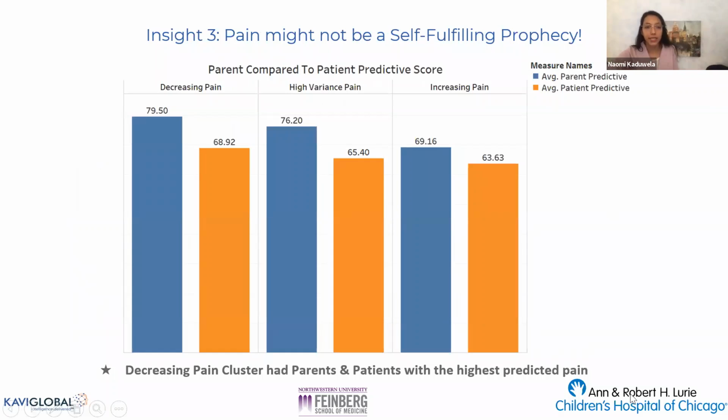And that's what you can see here. So by cluster, you can see decreasing, high variance, and increasing pain, and the parent predicted is there in blue and the patient predicted in orange. And what we first noticed from this visual is simply that, okay, the parents always predict higher than the patient. Maybe that makes sense. Parents are a little bit worried for their children. And then what surprised us was the highest predicted pain score for both the parents and the adolescents are actually from the decreasing pain cluster. So this is not really a self-fulfilling prophecy. In fact, it's the opposite from what Logan found.